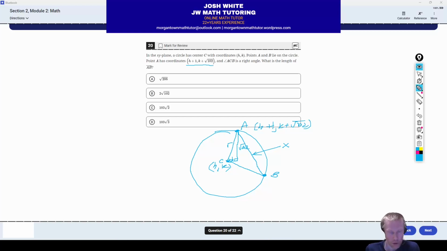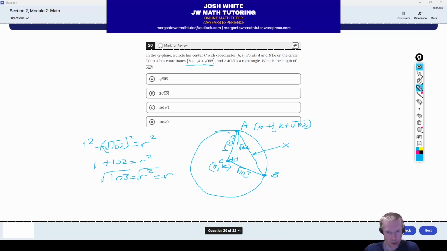So all we're going to do is first do Pythagorean theorem with the small triangle, the one that has a leg of 1, a leg of root 102, and then the hypotenuse being r. So 1 squared plus root 102 squared equals r squared. 1 plus 102 equals r squared. R squared is 103, and now we can just square root both sides. So r, or the radius of the circle, is root 103. So let me erase this. This side right here, root 103. This side from B to C, also root 103.